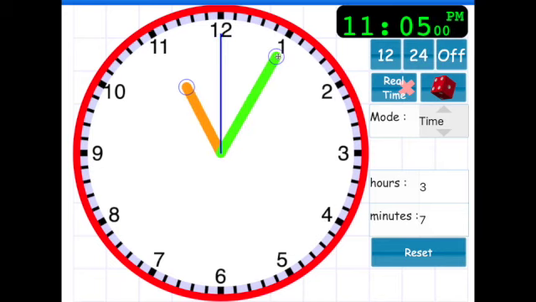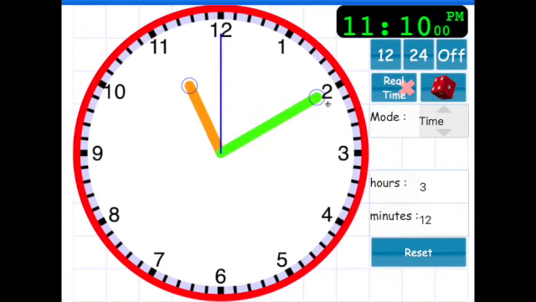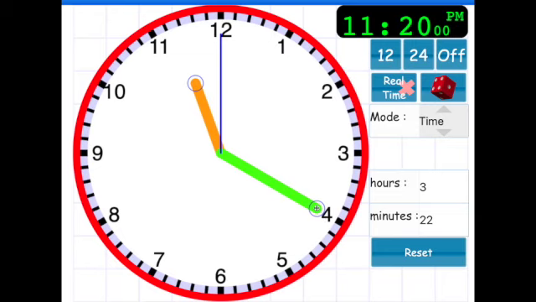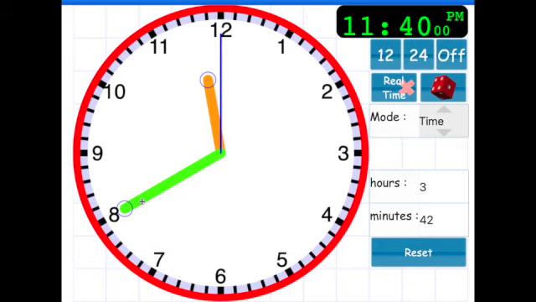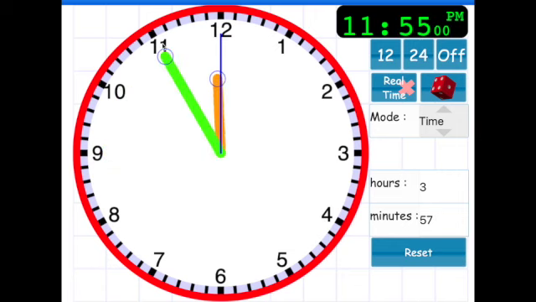5 past, 10 past, quarter past, 20 past, 25 past, half past, 25 to, 20 to, quarter to, 10 to, 5 to, o'clock. Okay, so let's have a little go at trying to do it ourselves now.